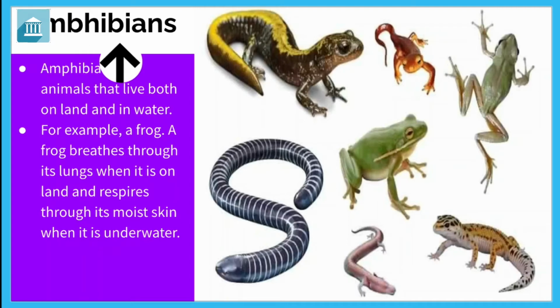Now, amphibians. Amphibians are animals that live both on land and in water. For example, a frog. A frog breathes through its lungs when it is on land and respires through its moist skin when it is under water.